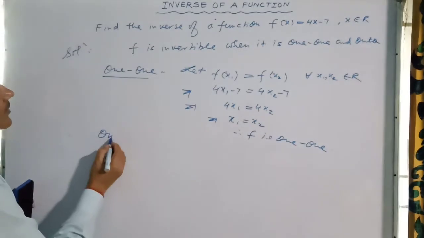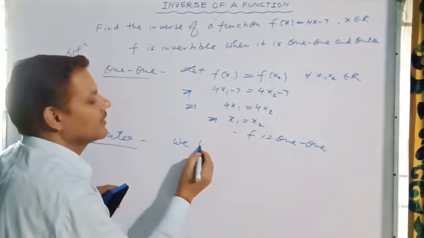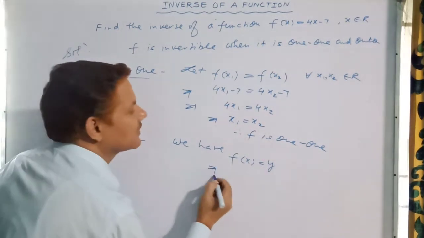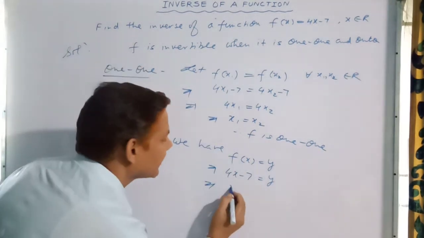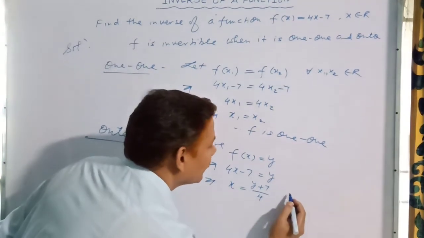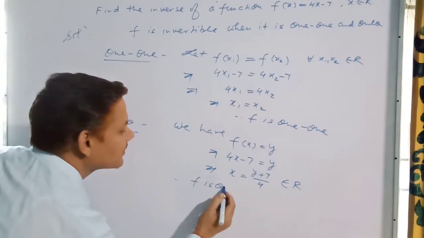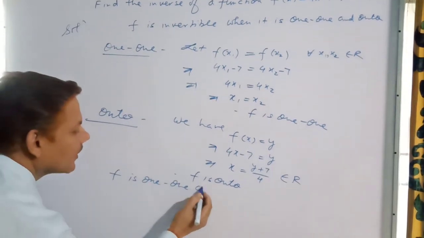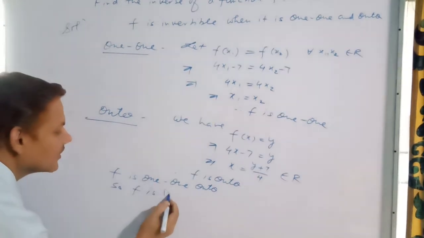Now for onto, we start with f(x) equal to y. It implies 4x minus 7 equal to y. Express x in terms of y. So you get x equal to (y plus 7) divided by 4, which is a real number. Therefore f is onto. f is 1-1 and onto. So f is invertible.